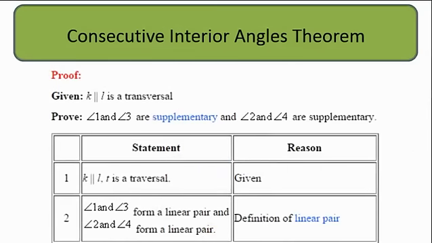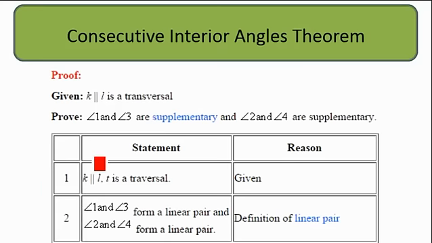Now the converse of that statement is also true, that if two consecutive interior angles happen to add to 180 degrees, we can say that the two lines that are cut by the transversal are parallel. Right now we're just going to prove the original statement of the theorem. We're going to prove that if the two lines are parallel, then the angles add to 180 degrees.